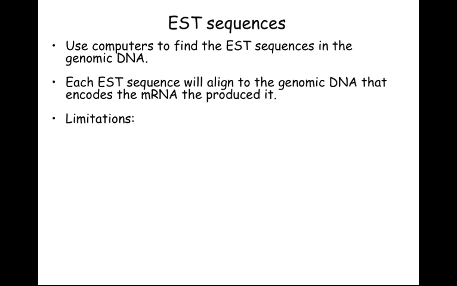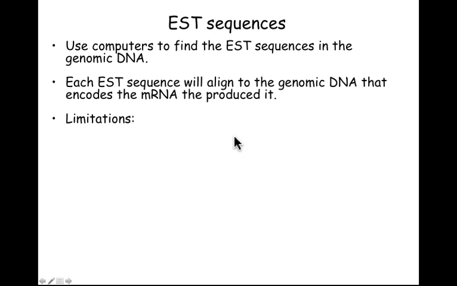So once you have these EST sequences, you can use computers to align these to the genomic DNA. So basically you can use those EST sequences and use computers to map those ESTs onto the genomic DNA sequence. So each EST sequence, therefore, should align to one region of the genomic DNA that encodes the messenger RNA that produced it. There are some limitations, though.